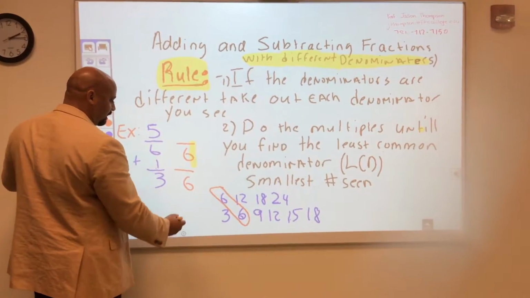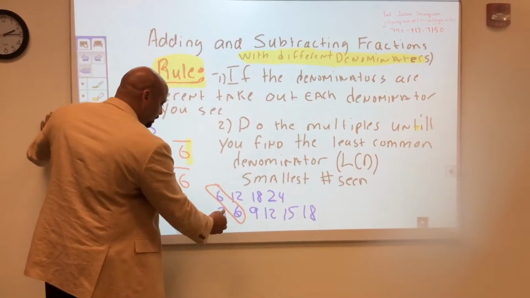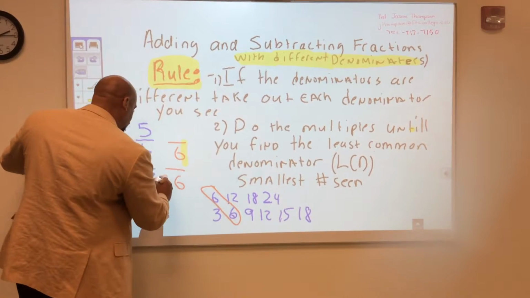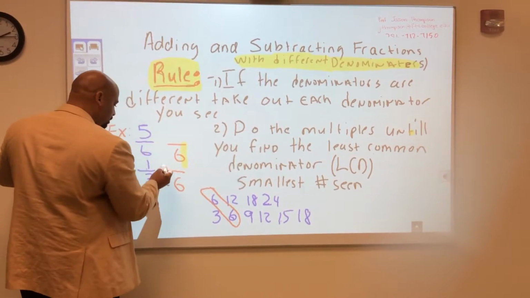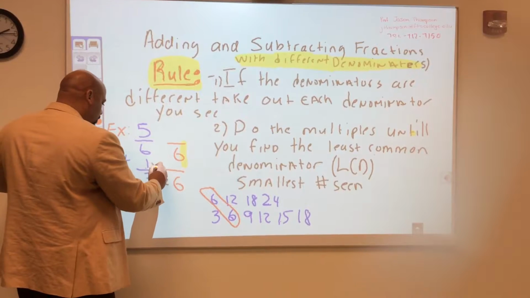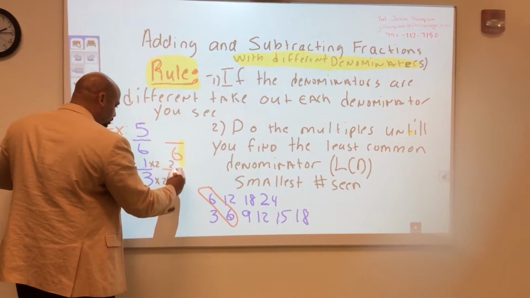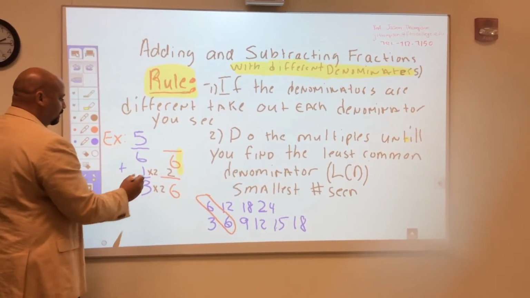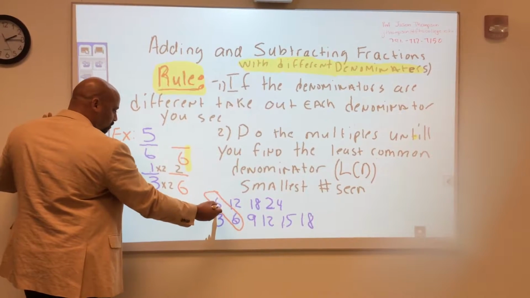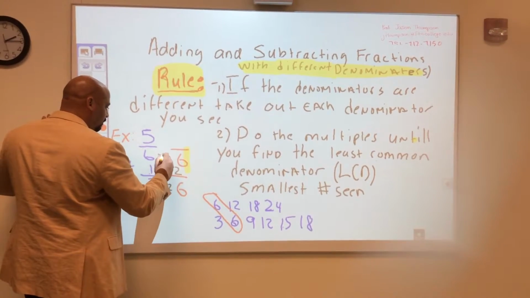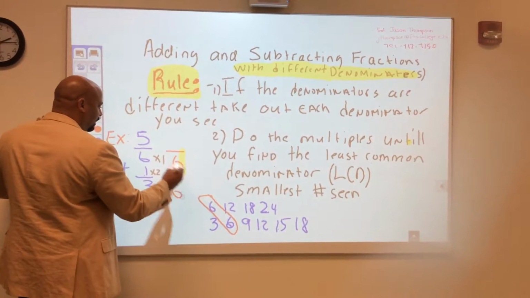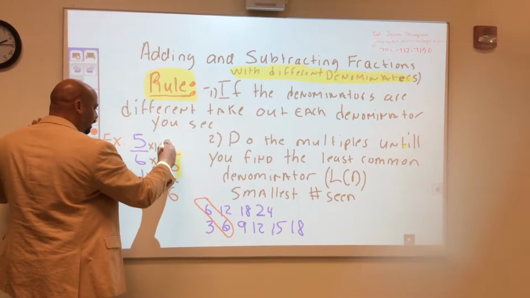And now we multiply from the bottom to the top. 3 times what makes 6? Now if you don't know your multiplication tables, you can count. 1, 2. 3 times 2 is 6. When you do the bottom, you must do the top. 1 times 2 is 2, right? And then 6 times what makes 6? Well, 6 times 1 is 6. When you do the bottom, 5 times 1 is 5.